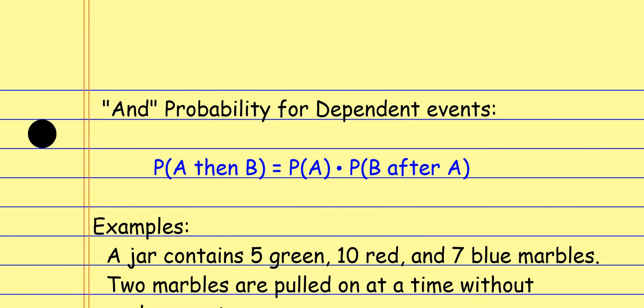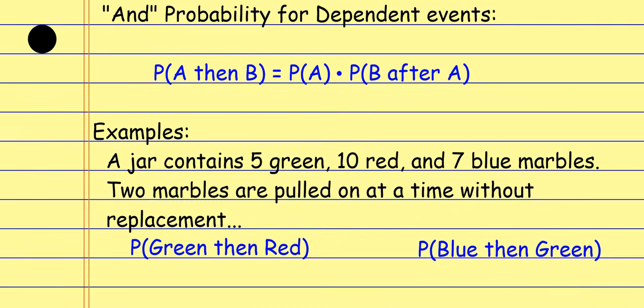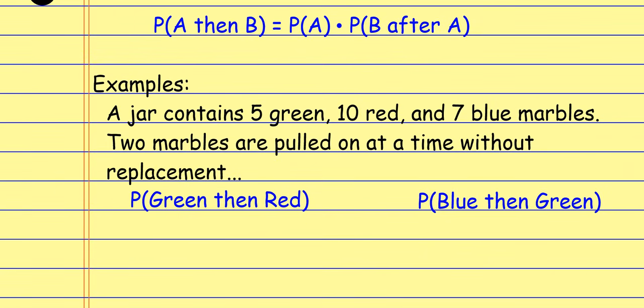Okay, for example, let's take a look at an example here. It says a jar contains 5 green, 10 red, and 7 blue marbles. 2 marbles are pulled one at a time. Sorry, a little typo there. One at a time without replacement this time. And so that's the key here. Without replacement means once I pull that first marble out, I do not put it back in the jar.